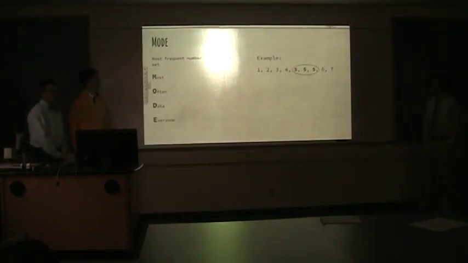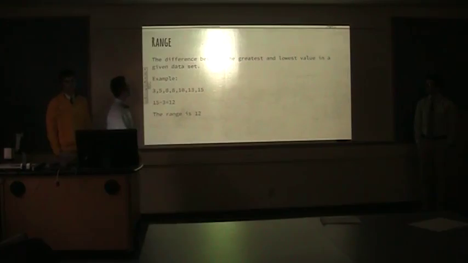And the mode is the most frequent number in your data set. The way I always remembered it, I was taught in elementary school, is the acronym most often data everyone. That's always stuck with me. That's just the most often data. So you can see in the example, in that data set, there's 3 5s, and there's no other number that comes close to being there that many times. So it's the mode.